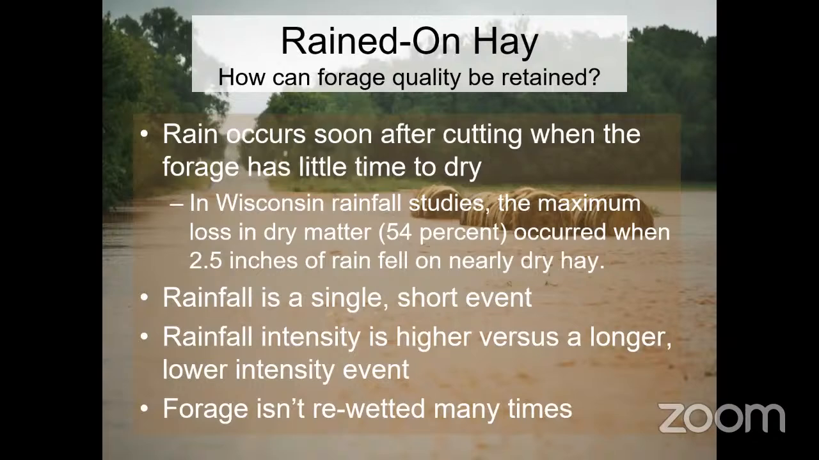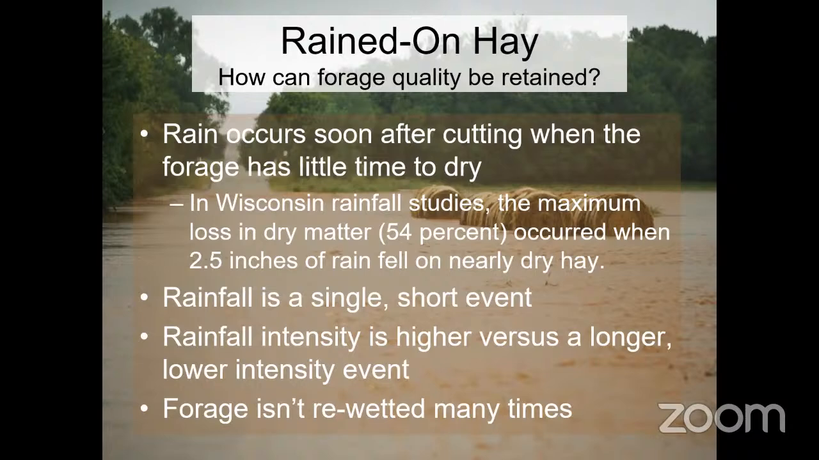Everybody's worried about rained on hay, and it is a viable concern, believe me, because it's almost like every 2 or 3 days we're getting a shower or something in the month of May. And it is a concern. And we do find that forage quality is better retained if the rain is occurring soon after cutting, when the forage has little time to dry. There's still some moisture in it. We can actually have very little impact on that hay.